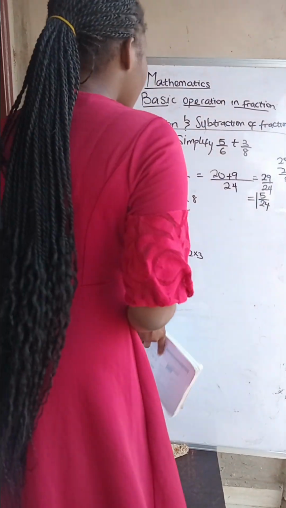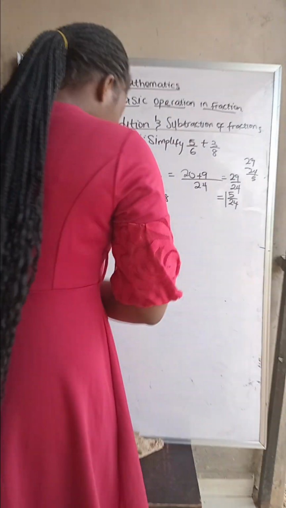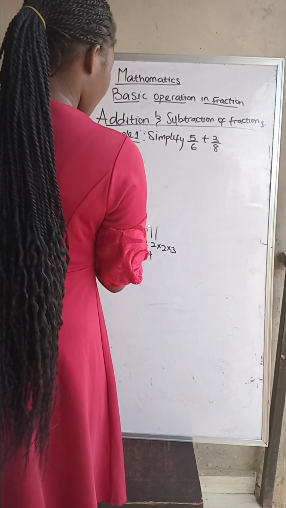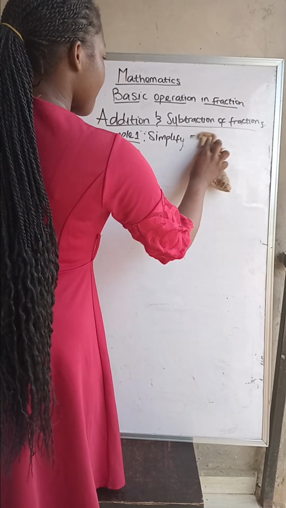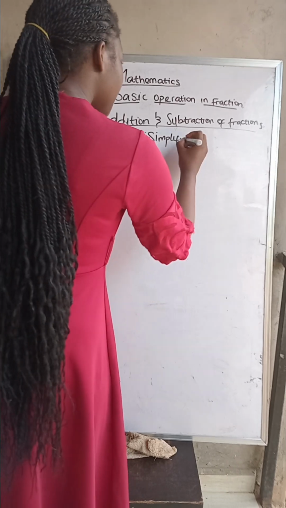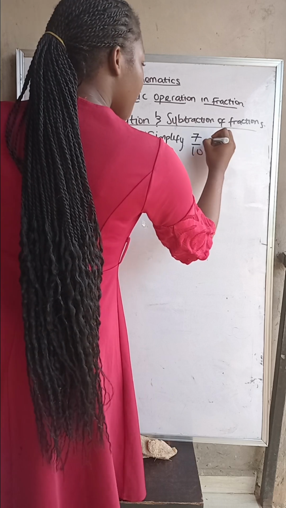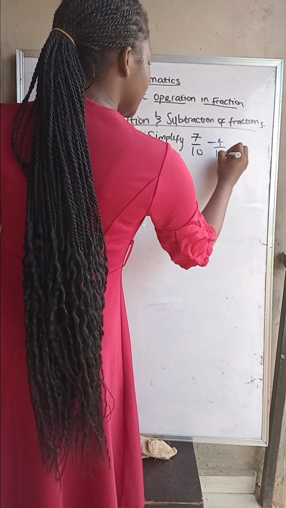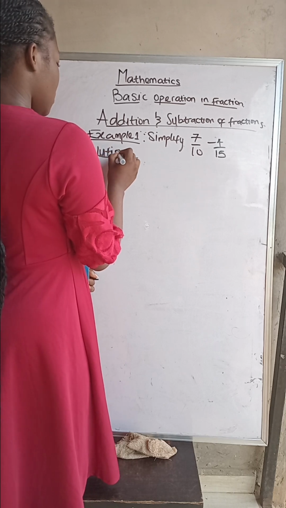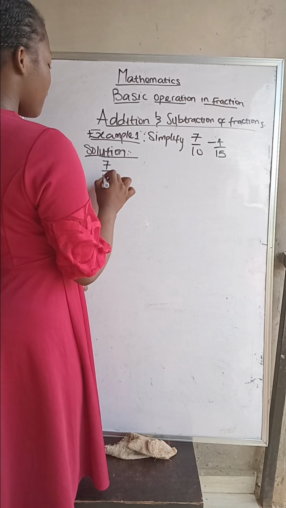So this is all on addition of fractions. So let me do another example. Simplify 7 over 10 minus 4 over 15. So this is our solution. 7 over 10 minus 4 over 15.